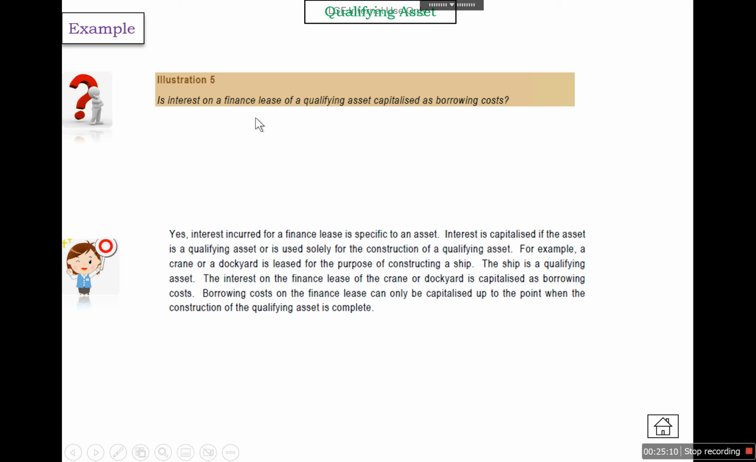Is interest on a finance lease of a qualifying asset capitalized as a borrowing cost? Yes. Interest incurred on a finance lease is specific to an asset, and interest is capitalized if the asset is a qualifying asset or is used solely for the construction of a qualifying asset.